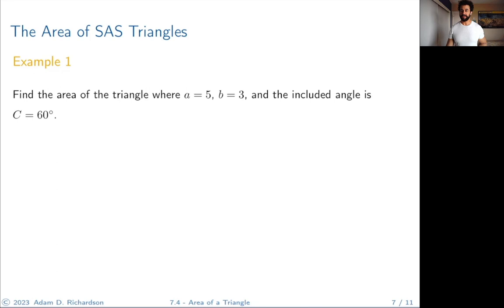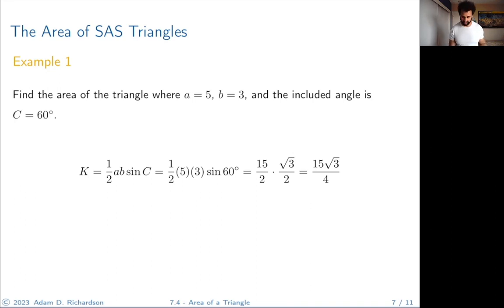All right, now let's see the calculation together. We're just going to use the standard area formula, and we're going to find that height. Remember, the height is just going to be A sine C. 60 degrees happens to be one of those standard angles, so we know the sine value. The sine value is √3/2. So just plugging everything into our formula gives us this, and then our final answer will be 15√3/4. And that is the area.